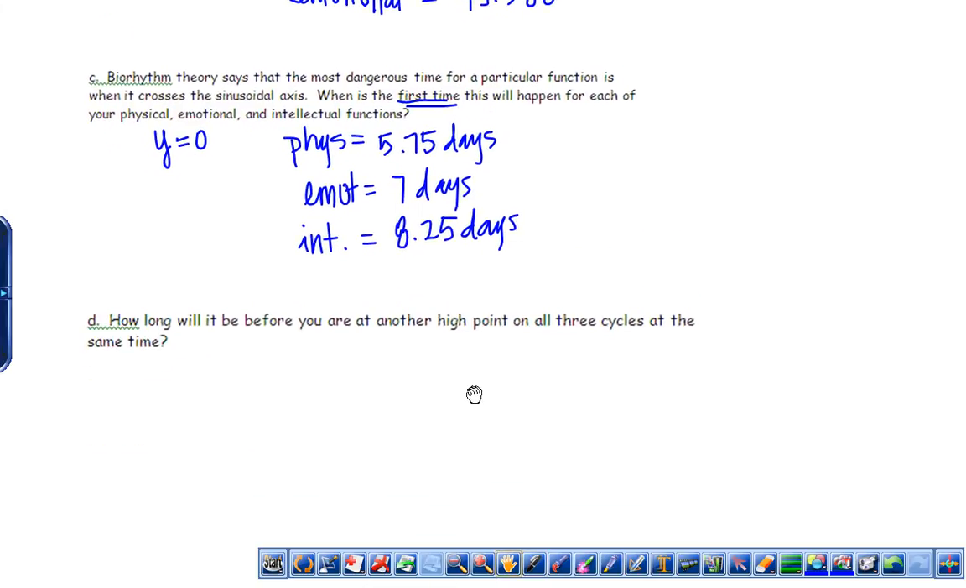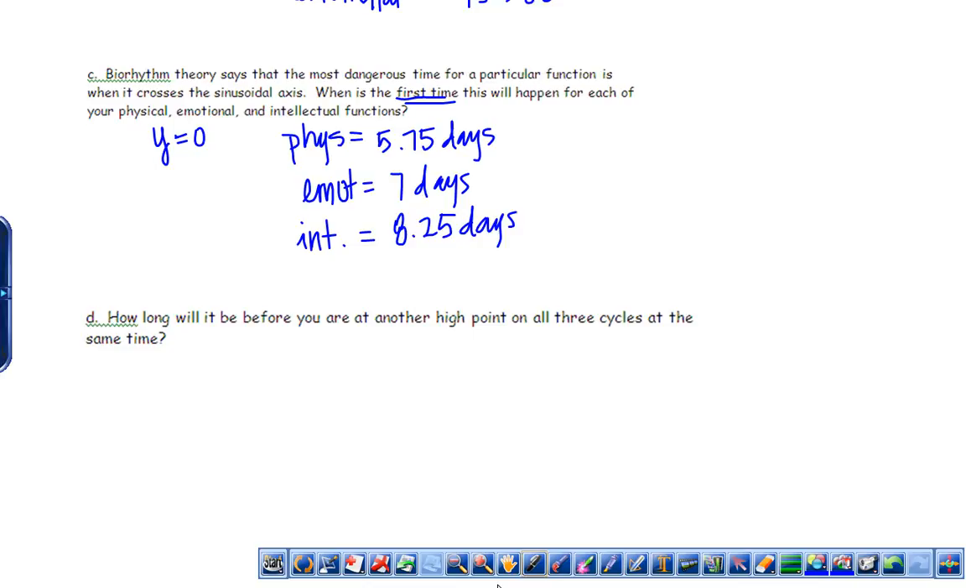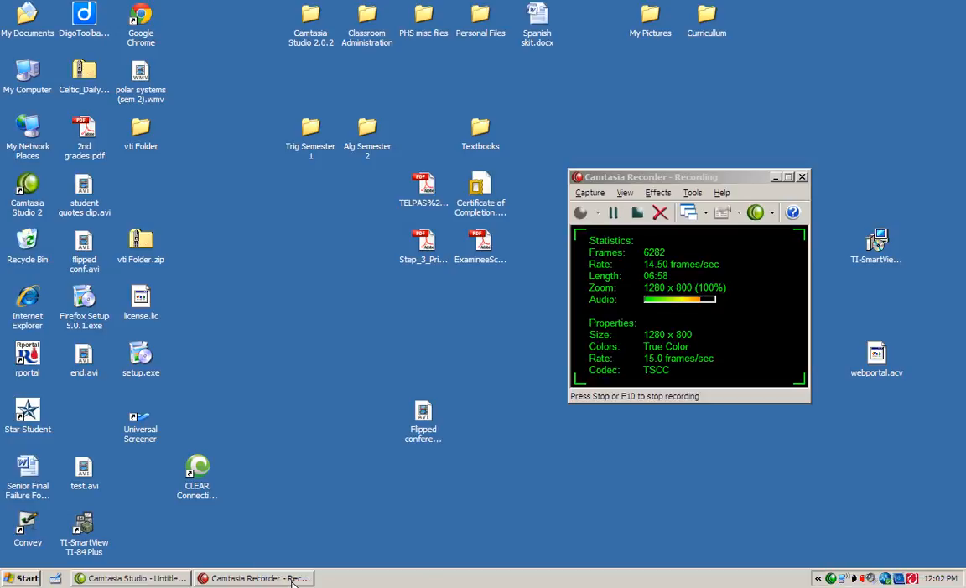For our last question here, it says, how long will it be before you are at another high point for all 3 cycles? I want all 3 cycles basically to overlap. There are several places where they overlap at the same time. The first time they first overlap is going to be at 21,252 years. Or the next time they overlap is going to be 58.2 years. Now I want all 3 graphs to overlap together. The rest of this is for homework, and if you have any questions, please let me know.